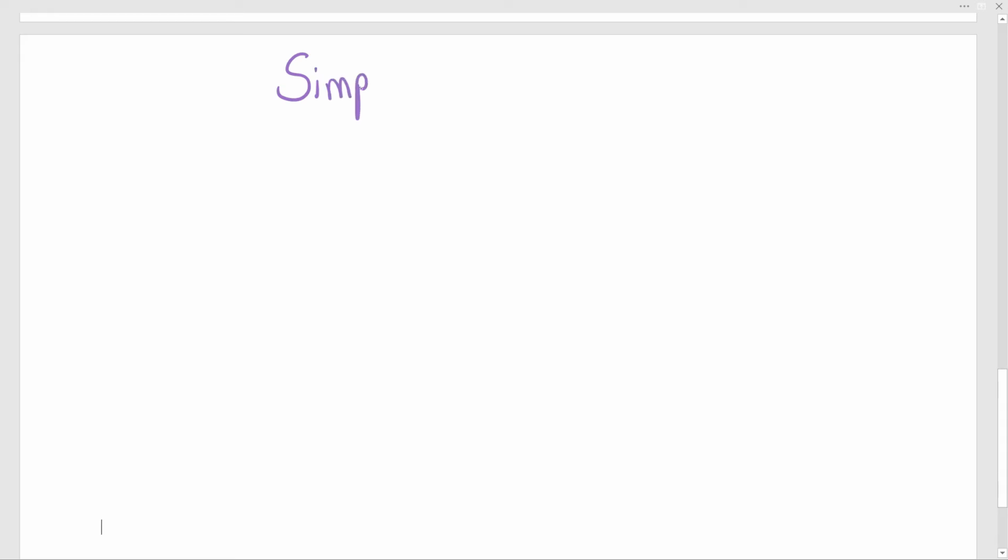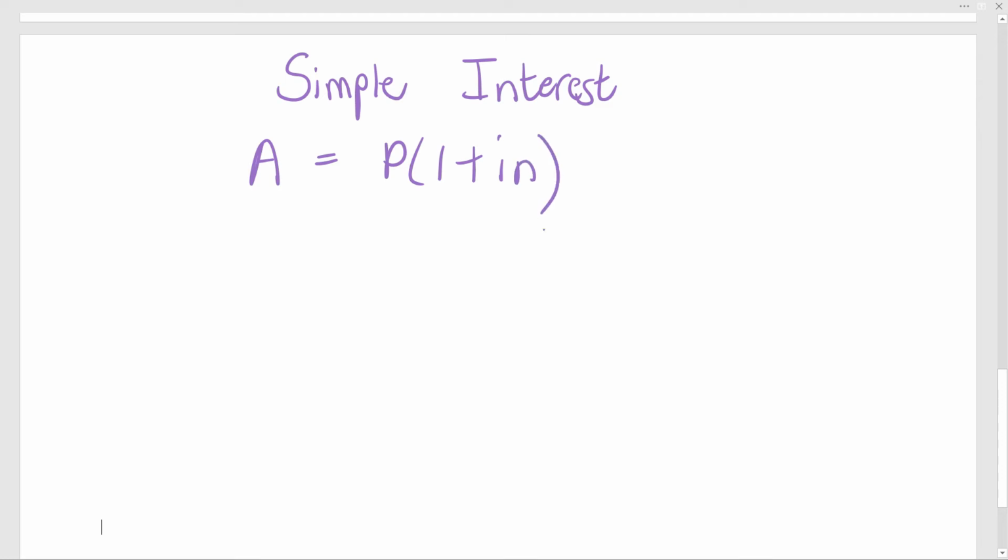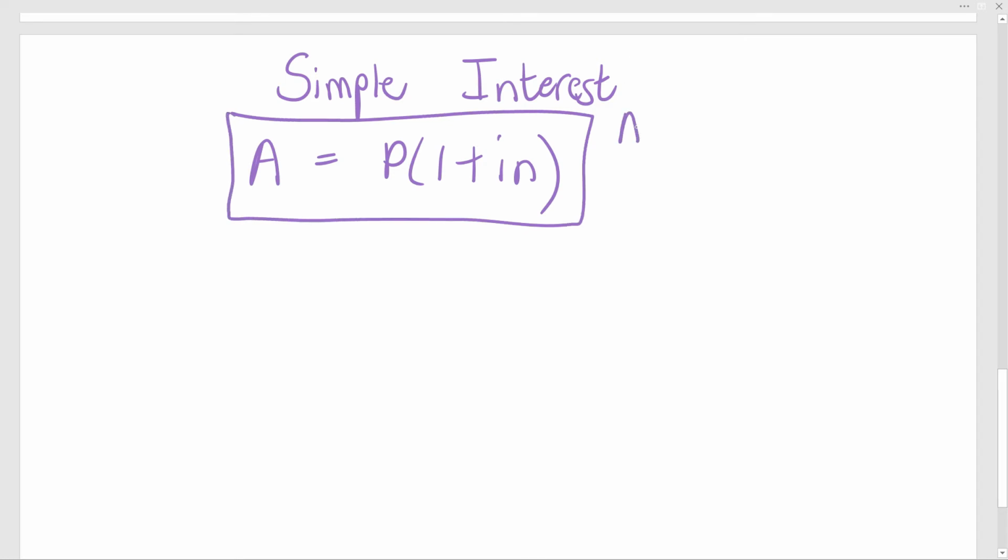The next thing to add to your mind map is simple interest. We need to remind ourselves of that formula. A equals P(1 plus in) or I times N, depending on the way you need to remember it. And then we must remember what everything stands for. So A is your accumulated amount or your ending amount.